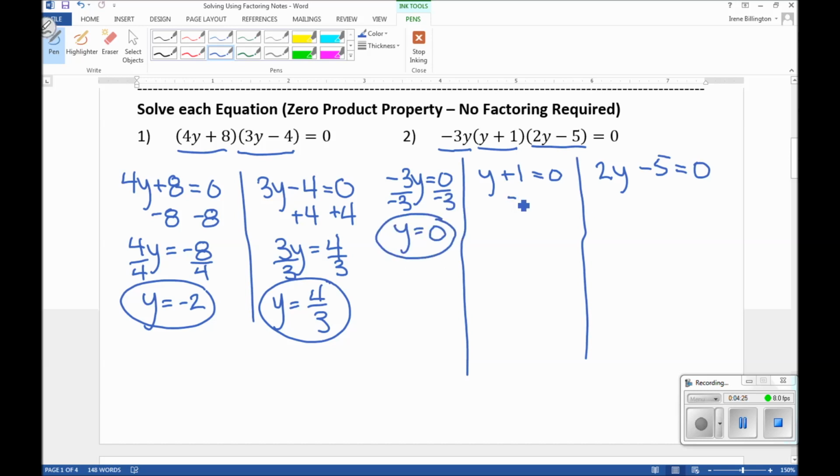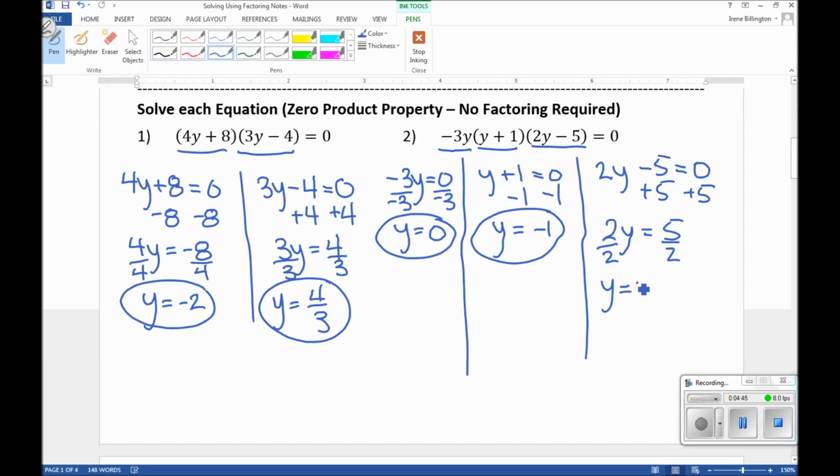Okay, so we just need to solve each of these equations. So for my first equation, we divide by negative 3. So y would equal 0. It's my first solution. For our second equation, subtract 1. y equals negative 1 is my second solution. For my third equation, I need to add 5. So 2y equals 5, and then I would divide by 2. So y would equal, you could use 5/2, you could use 2.5 in this case, or you could use 2 1/2, the mixed number, as your third solution.